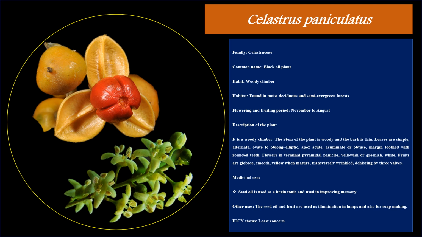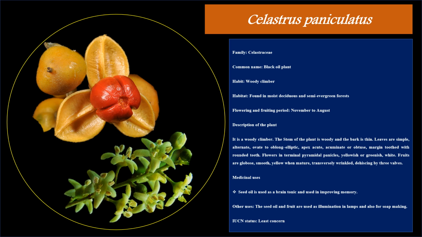So it is a climber species, and its habitat is mostly found in moist deciduous and semi-evergreen forest, and its fruiting and flowering period is from November to August. So it has some medicinal aspects, as I have told, like the seed oil. As the common name signifies, the oil is the main characteristic, or you can say the main valuable thing of this particular plant that is used by us. So seed oil is used as a brain tonic and is used to improve memory.